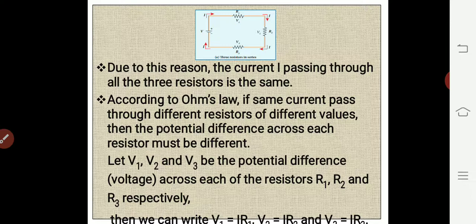Then, if the same current passes through resistors of different values, the potential difference across each resistor must be different. Let V1, V2 and V3 be the potential difference across each of the resistors R1, R2 and R3 respectively. Then we can write V1 equal to IR1, V2 equal to IR2 and V3 equal to IR3.